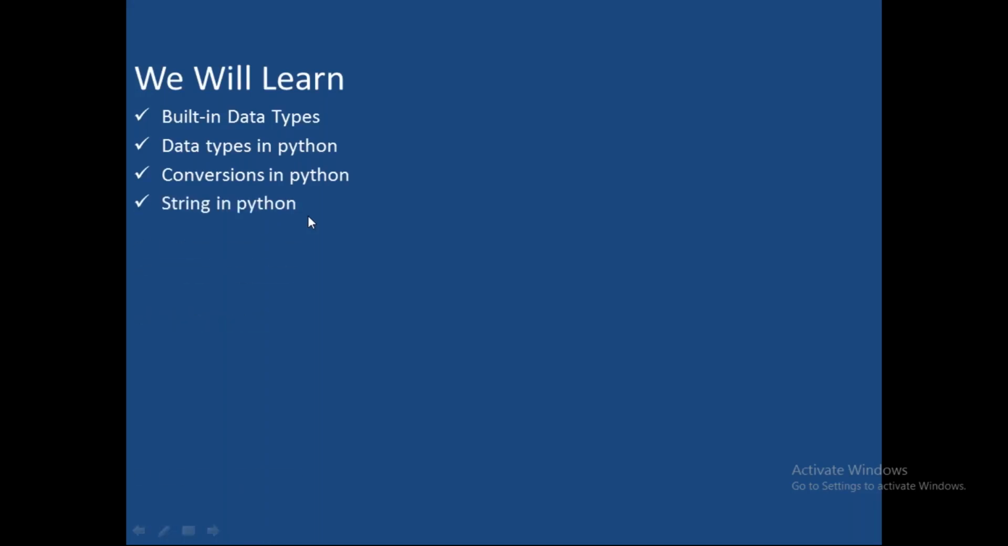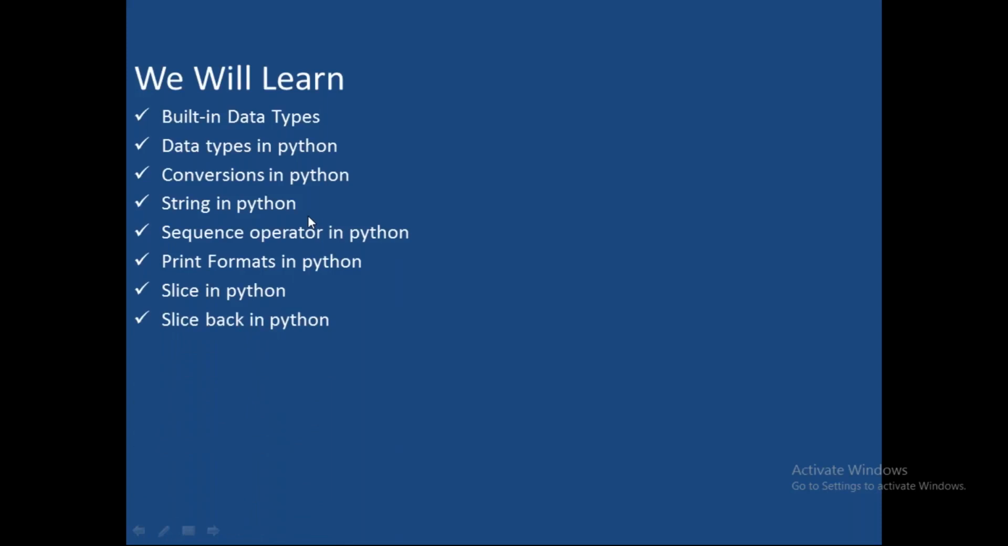So what is meant by string data type in Python? Then sequence operators in Python, what are sequence operators? And print formats in Python. So what are the different ways we can print a string in Python? Then slice in Python. So what is slice? How to access the elements by using slice? Suppose I want to access some of the stuff in reverse order, how do I access it? Then operators in Python, what are the different operators we have? Escape character in Python. Those are the things we are going to discuss.